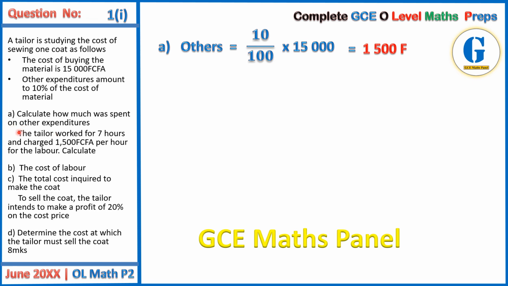Now, a paragraph introduces the B. The tailor worked for 7 hours and charged 1,500 francs per hour for the labor.